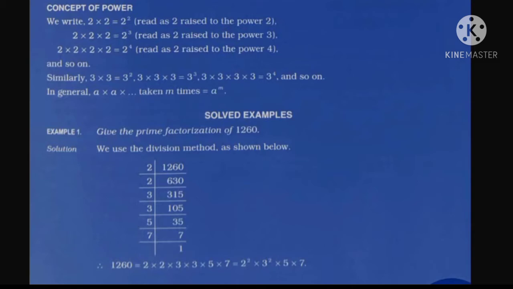So 3 35s are 105 and 5 7s are 35. 7 is a prime number. So 1260 can be written as 2 into 2 into 3 into 3 into 5 into 7. See, we can also write it as 2 to the power 2 into 3 to the power 2 into 5 into 7.